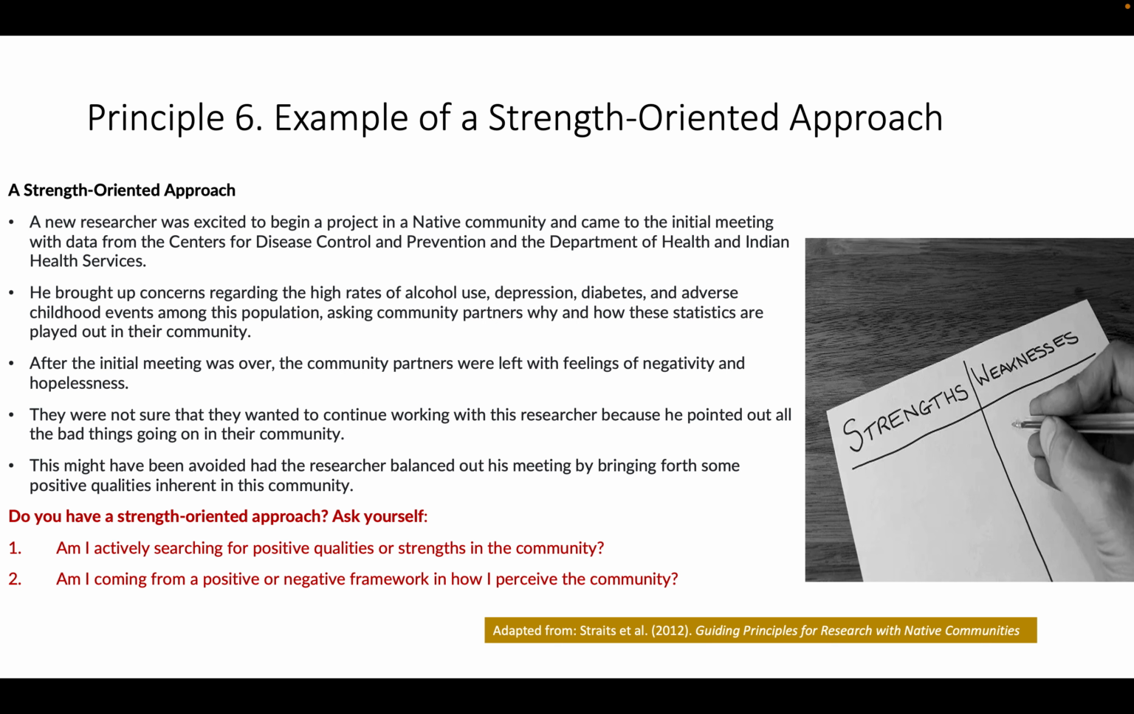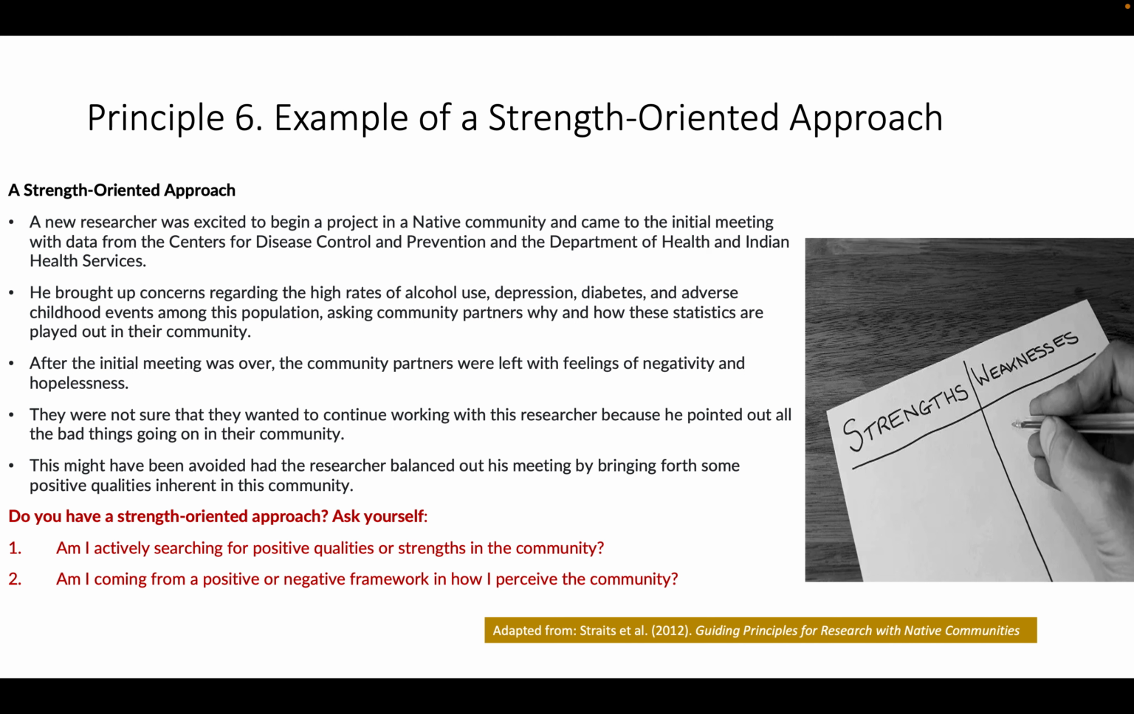Example of strength-oriented approach. A new researcher was excited to begin a project in a Native community and came to the initial meeting with the data from the Centers for Disease Control and Prevention and the Department of Health and Indian Health Services. He brought up concerns regarding the high rates of alcohol use, depression, diabetes, and adverse childhood events among this population, asking community partners why and how these statistics are played out in their community. After the initial meeting was over, the community partners were left with feelings of negativity and hopelessness. They were not sure that they wanted to continue working with this researcher because he pointed out all the bad things going on in their community.